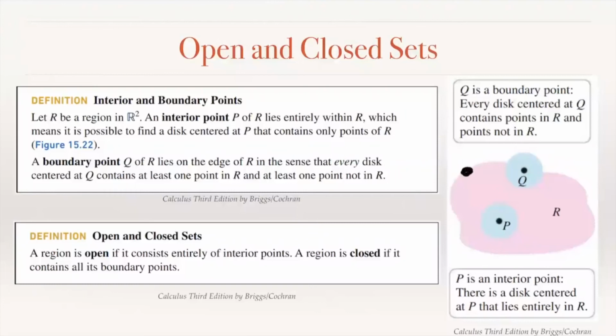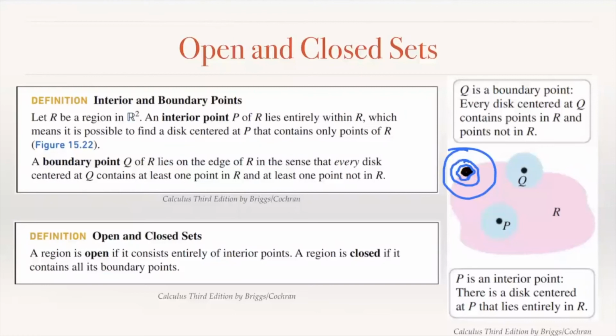And notice that here's a disk around it. This disk has a point in R and not in R. For it to be a boundary point, that means that every disk has a point in R and not in R. No matter how small I make this disk around it, you can see that there is some point that's in the white, some point that's in the blue. That's the case for every circle around it. So that means that it lies on the boundary.